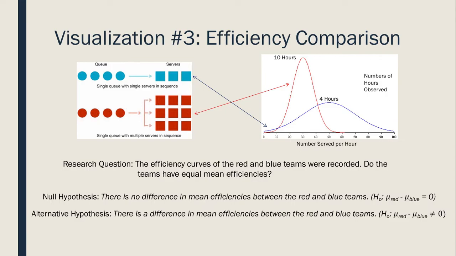Our null hypothesis will say that there is no difference in mean efficiencies between the red and blue teams, while the alternative hypothesis will state that there is a difference in mean efficiencies between the red and blue teams. And this is when we test it to accept or reject the null hypothesis.